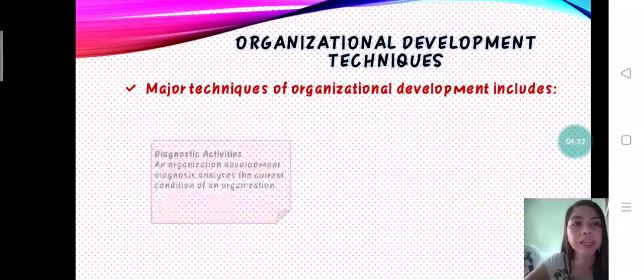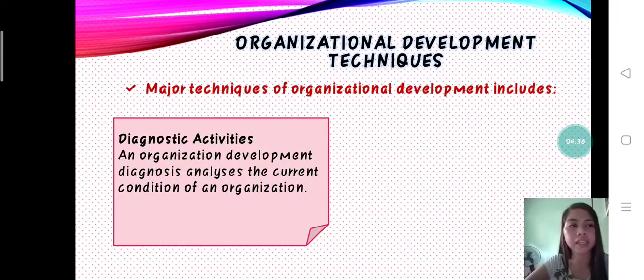So one of the major techniques of organizational development is diagnostic activities. When we say diagnostic activities, an organization development diagnosis analyzes the current condition of an organization. To carry out this diagnosis, managers use questionnaires, opinion or attitude surveys, interviews, and meetings to assess various characteristics of the organization. So the result of this diagnosis may generate profiles of the organization, activities, which can then be used to identify problem areas in need of correction.